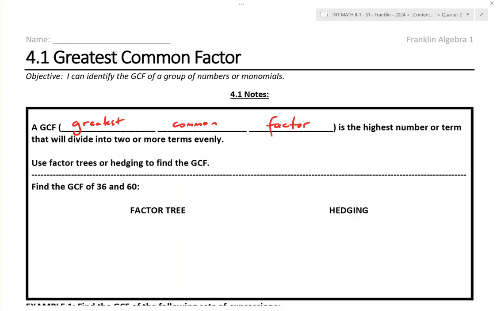And one method you can use to find the GCF is a factor tree. Another method is hedging, and there's other methods as well. These are just two that we're going to talk about in these notes. And you don't have to use these methods to find the GCF. You can just think about it. You can make a list of factors. There's multiple ways to do it, but these are just two ways that I'm going to show that you can use if you need to.